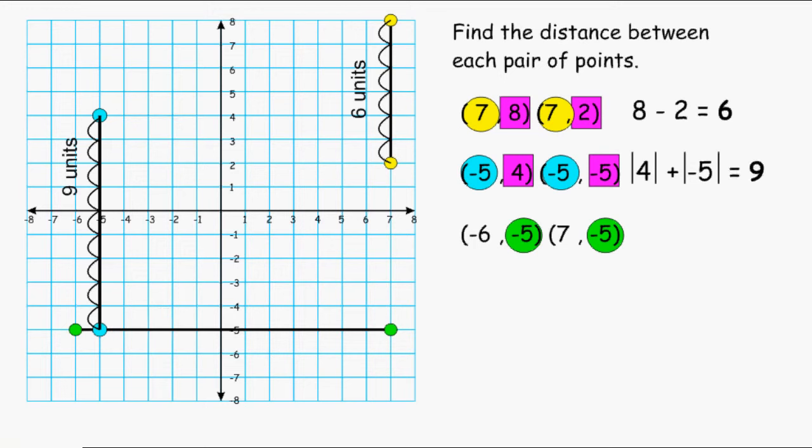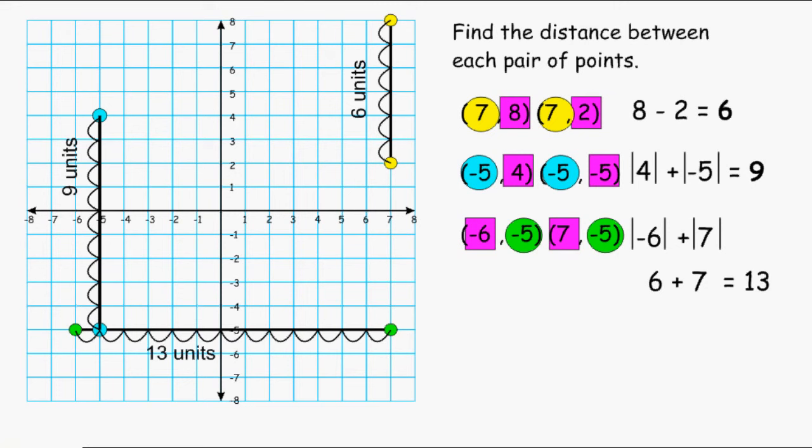Now, let's look at our third pair of points that formed a horizontal line. The y values are the same, so we must examine the x values, negative 6 and positive 7. Remember, to find the distance between a negative value and a positive value, we must add their absolute values together. The absolute value of negative 6 is 6, and the absolute value of positive 7 is 7. So basically, one of the numbers is 6 below 0 and the other is 7 above 0. But if we add their absolute values together, the total distance between those two points would be 13.